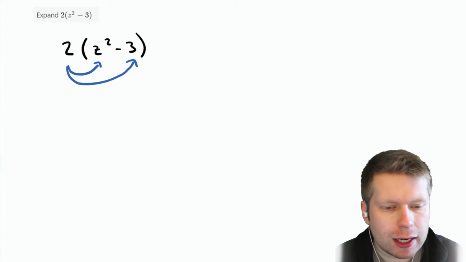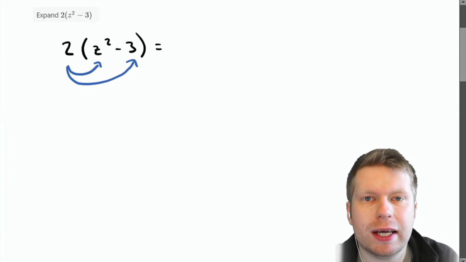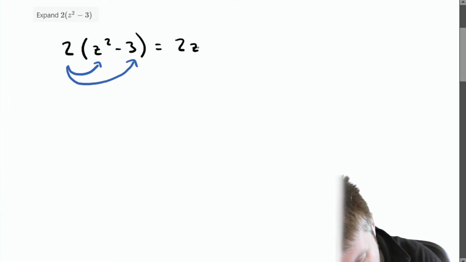And how do I distribute it? Well, I literally just multiply. So let's have a think. If I take the 2 and I multiply it by z squared, I'm just going to write that as 2z squared.